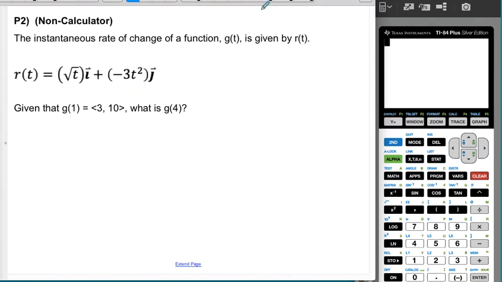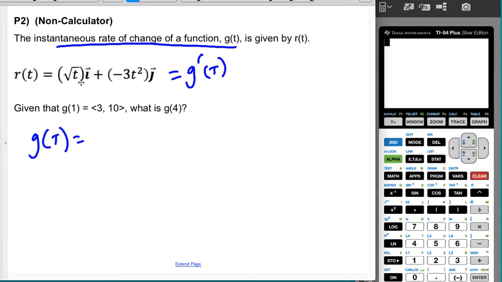All right, so here, same situation, right? So the instantaneous rate of change of g is given by r. That's saying r is g prime of t, right? You're given g of 1, you're asked what g of 4 is, right? So again, I'm going to stand by what I did the first time with finding the constants. I think that was actually the easier option, but it's up to you what you want to do.